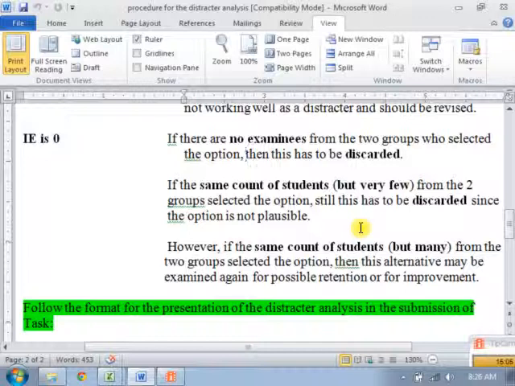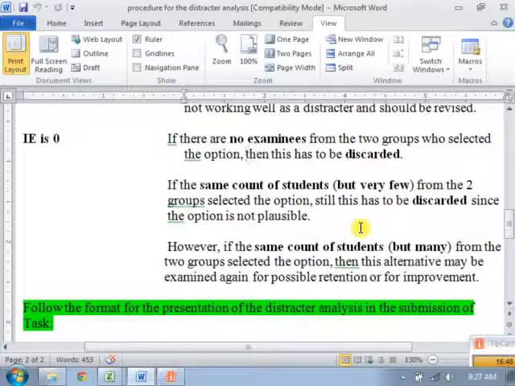Right? So, if the same count of students from the two groups selected the option, it still has to be discarded since the option is not plausible. But then, look at this. If you have the same count and only a few, discard. One up, one down, you get a 0 index of effectiveness, right? Discard, very few. But if it's more or less the same, like 3, it depends on the number of students in the criterion group, then you can keep it. It may not need revision, because that is attractive already. But you get a 0.